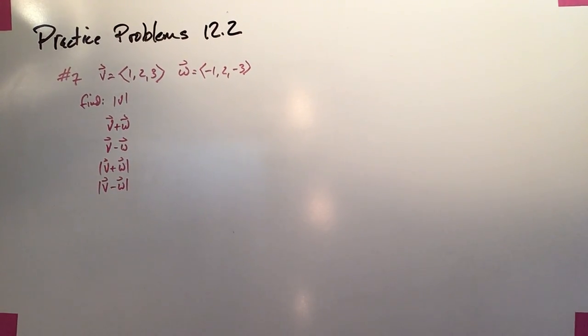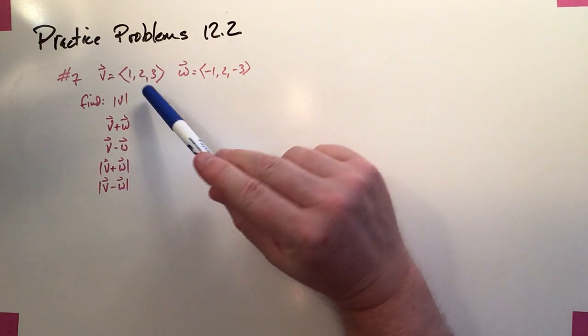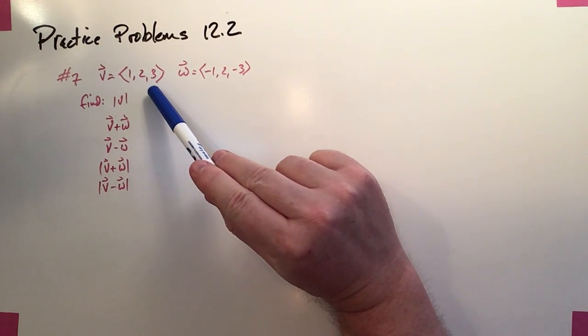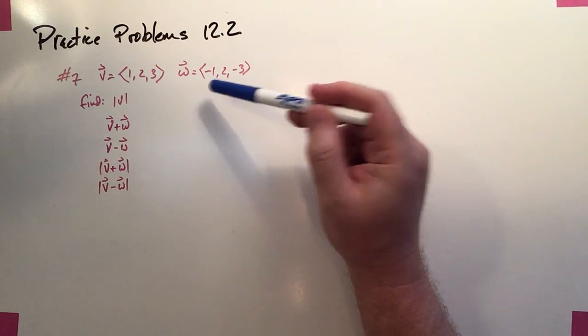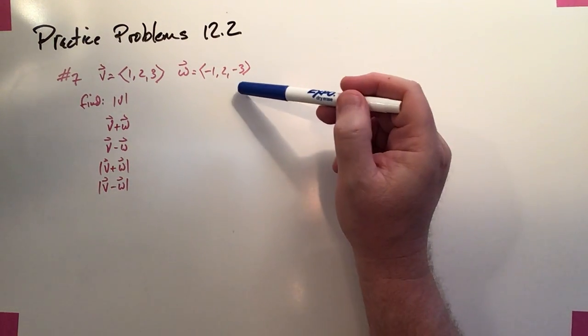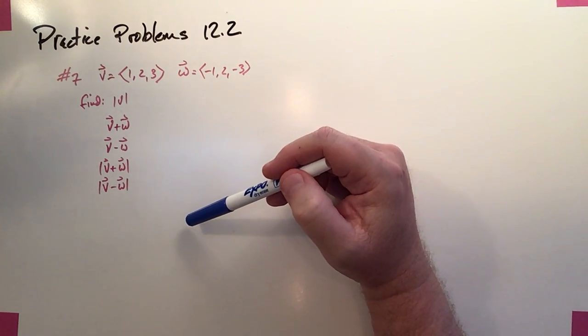Continuing on section 2.2 on vectors, this is practice problem number 7. Question 7 gives us two vectors to work with, vector v, which goes over 1, up 2, and finally along the z direction 3, and vector w with an x component of -1, y of 2, and a z of -3.